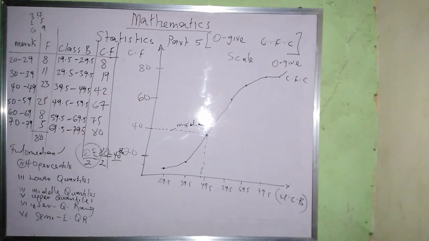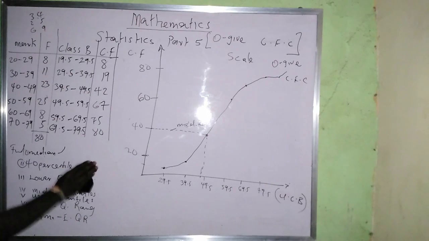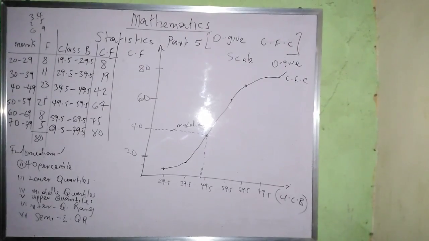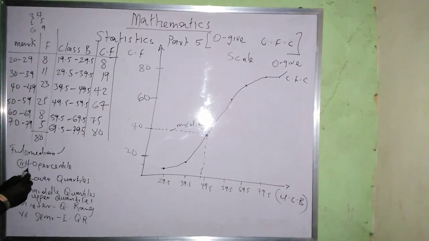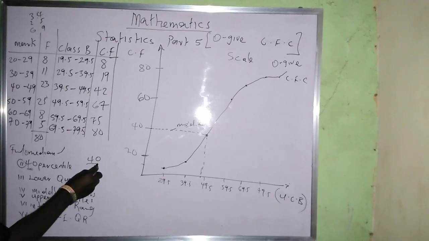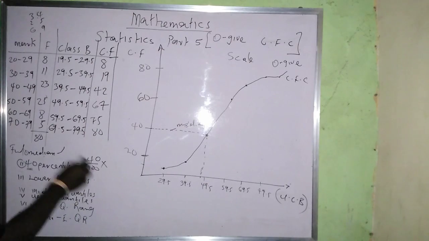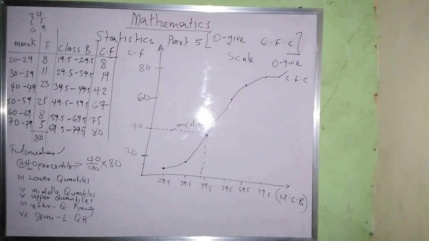That is the first one. The second one, I want to look for my 20 percentile. Now, to get my 20 percentile, how do I get my percentile? It means 40 all over 100. I'm working on percentile times the cumulative frequency, which is going to be 80.